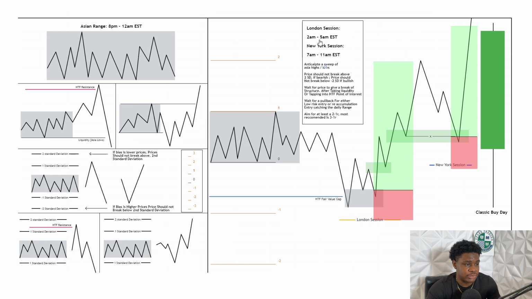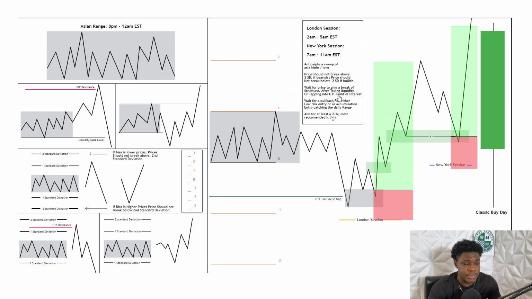London session is between 2 a.m. to 5 a.m. EST. New York session is between 7 a.m. to 11 a.m. EST. Anticipate a sweep of Asia highs and lows. Price should not break above the 2 standard deviation if bearish, and price should not break below the -2 standard deviation if bullish. Wait for price to give a breaker structure after taking a level of liquidity or tapping into a higher time frame pool of interest.